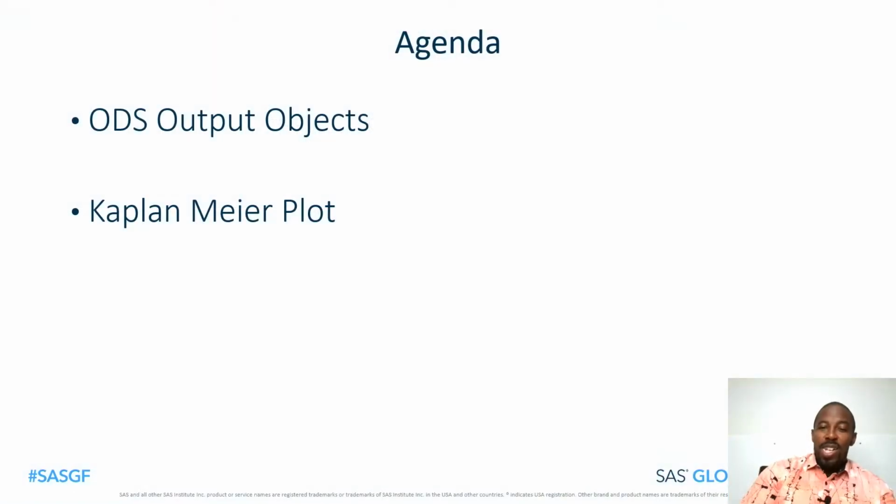In this presentation, I will go over how you can create ODS output objects, and then I will show you how you can use the ODS output objects to create Kaplan-Meier plots using the template and the SG render procedures. Knowing how to create ODS output objects will also help you not only to create Kaplan-Meier plots, but also to create other plots, such as the forest plots. I will also refer to the combination of template and SG render procedure as GTL.